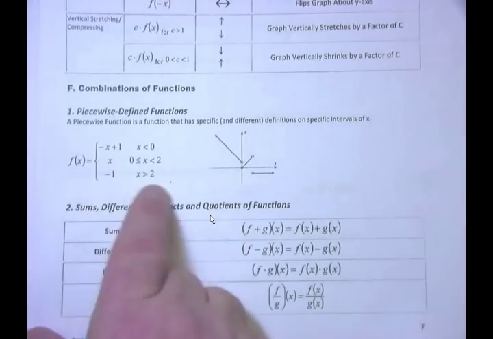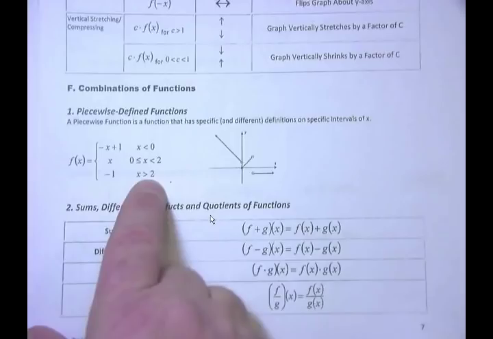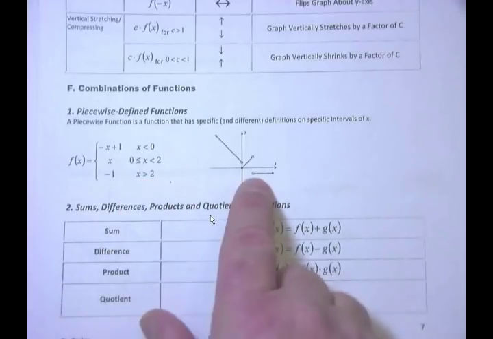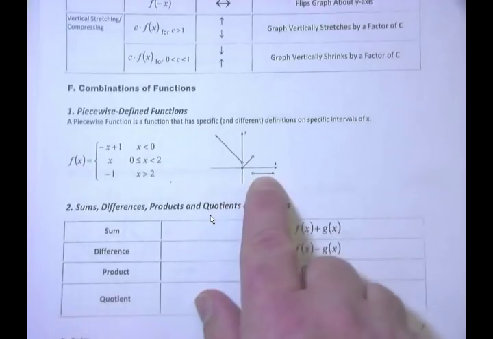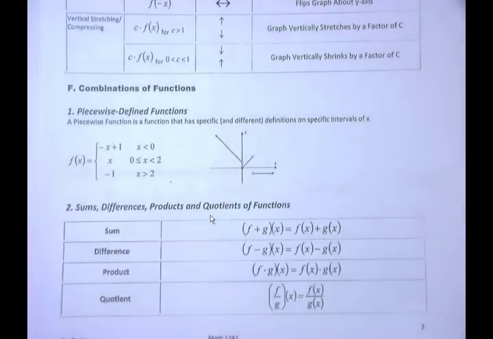And negative 1 when x is greater than 2. X being greater than 2, you don't quite hit 2, so it's an open circle at 2. Negative 1, and for all other coordinates bigger than 2, you just get negative 1 throughout. And this is what we call a piecewise function.